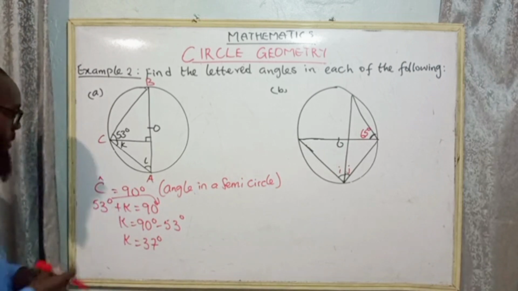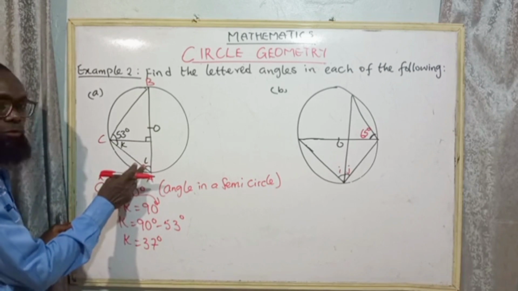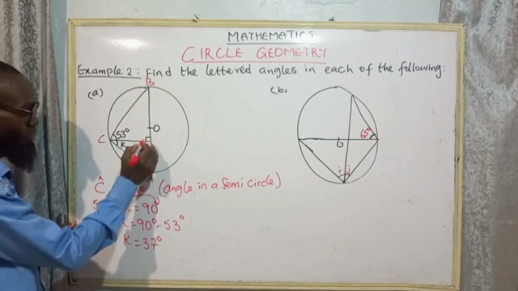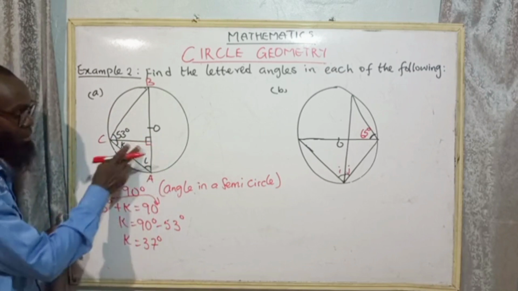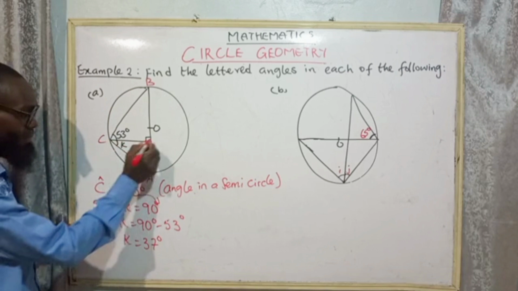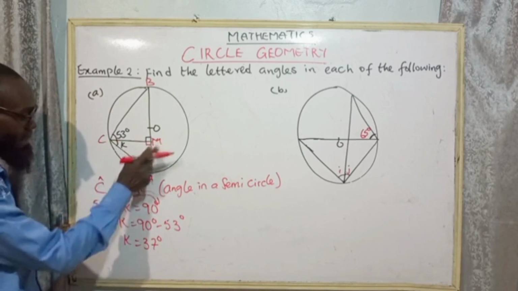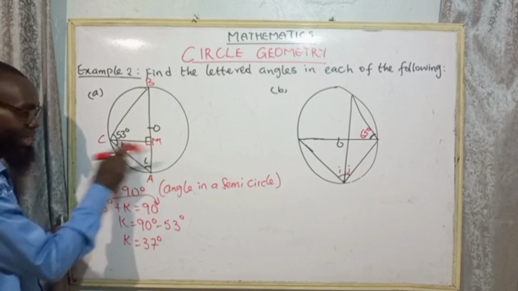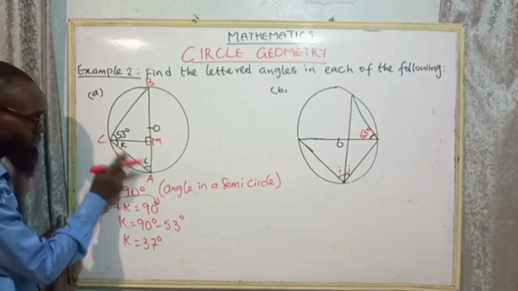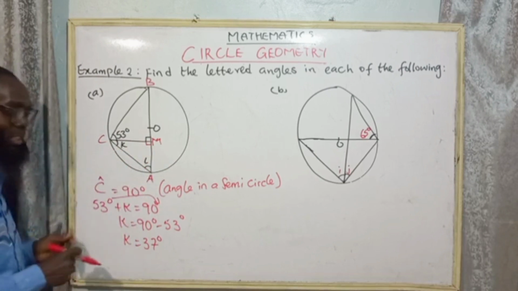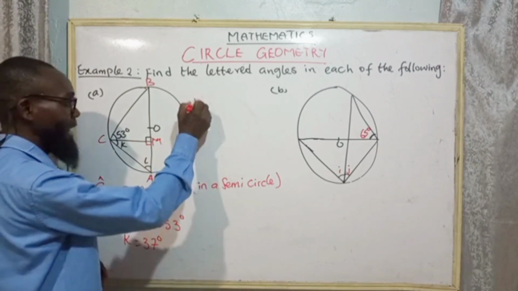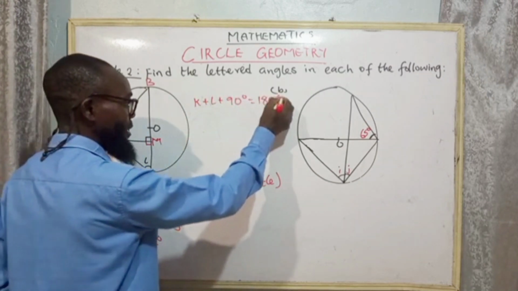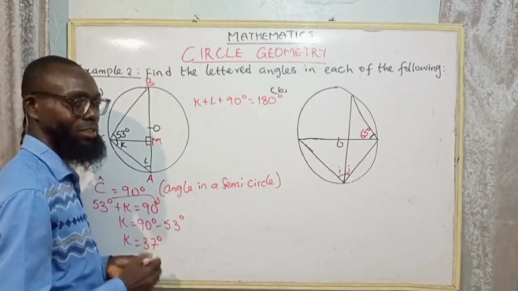That's the value of k. When we can get the value of k, we can also get the value of L. Look at this vertical line and this horizontal line, they form 90 degrees here. Let me call this one M. CMA, that angle is 90 degrees and this k is 37 degrees. So when you sum the total angles in this triangle together, it must give us what? 180 degrees. That is k plus L plus 90 degrees equals 180 degrees. Reason: sum of angles in a triangle.